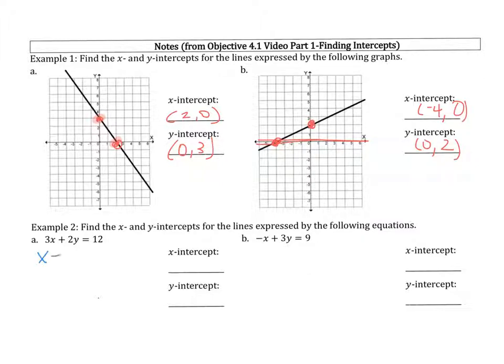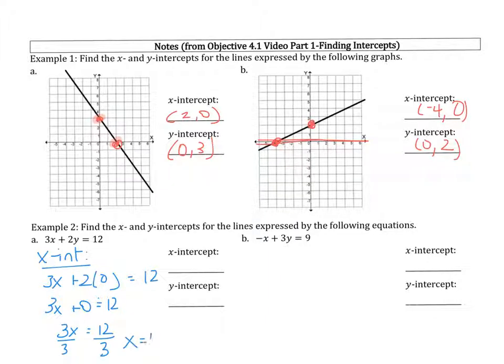Anytime you're told to find an x-intercept, we can plug 0 in for y into the equation and solve for x to find our x-intercept. So we can do that here. We have 3x plus 0 equals 12, or 3x equals 12. And then we would just solve for x. So to solve for x, we divide by 3, and we see x equals 4. So when we write our x-intercept, we're going to do 4, 0, because we let y equal 0.